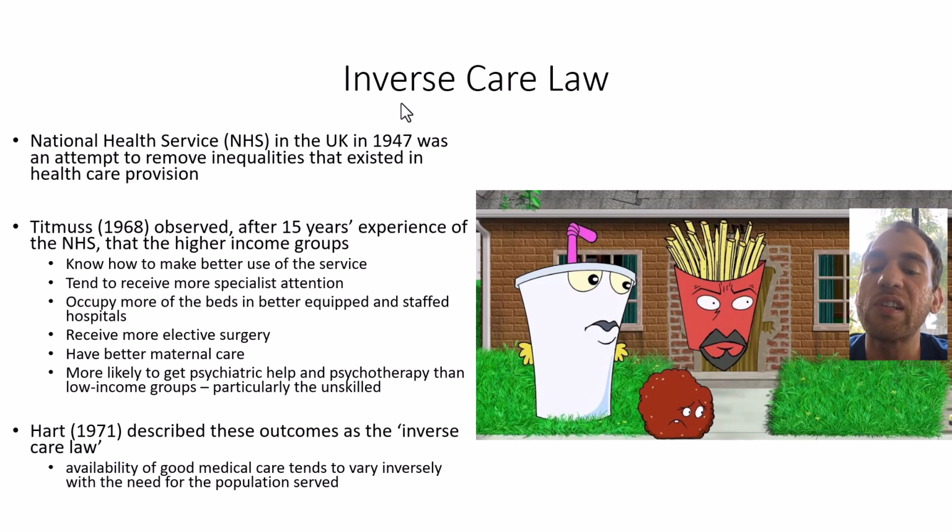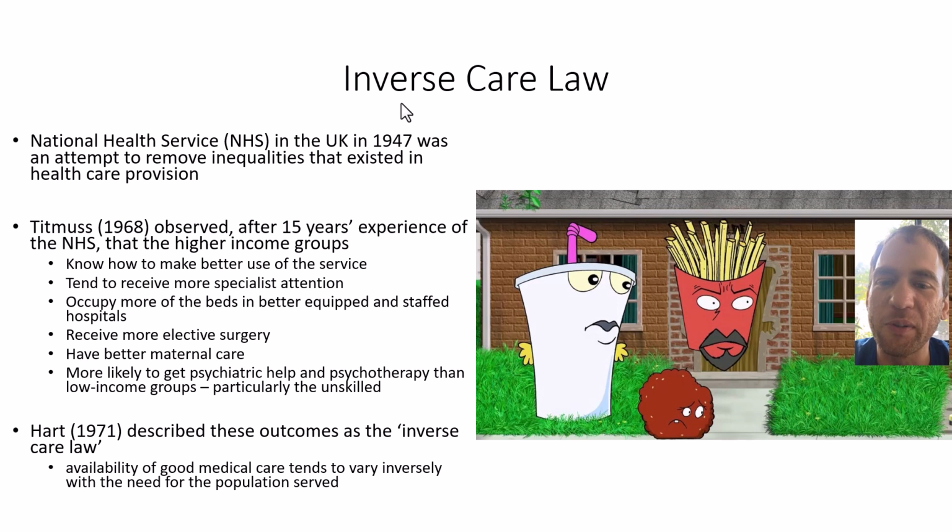They tended to receive more specialized attention. They occupied more of the beds in better equipped and staffed hospitals. They received more elective surgery, had better access to maternal care, and were more likely to get psychiatric help in psychotherapy than low-income groups, particularly those in unskilled labor jobs. Hart in 1971 described these outcomes as the, quote, inverse care law: the availability of good medical care tends to vary inversely with the need of the population served.